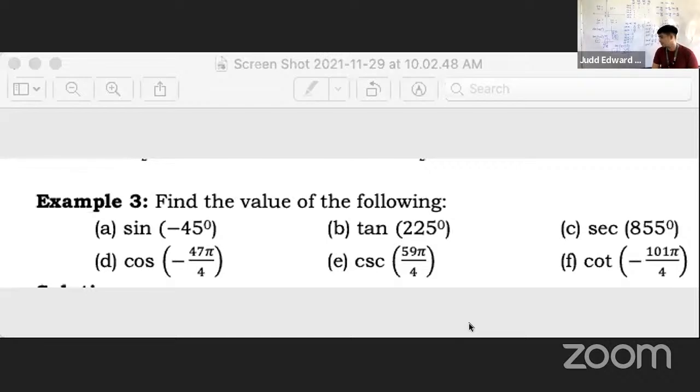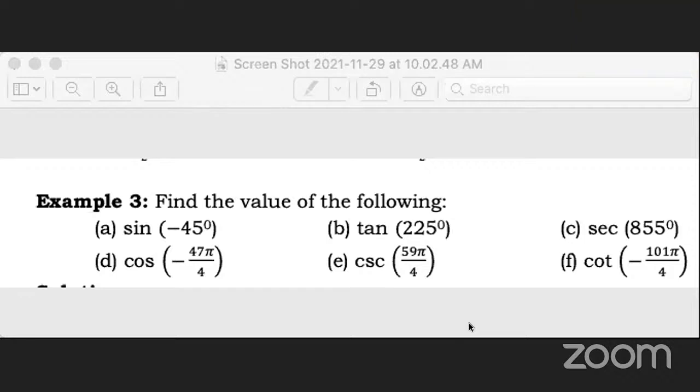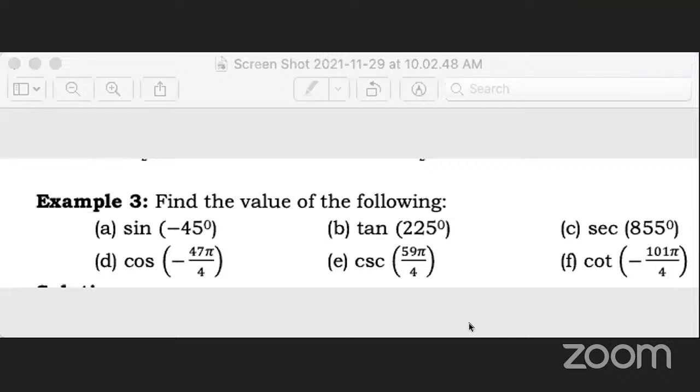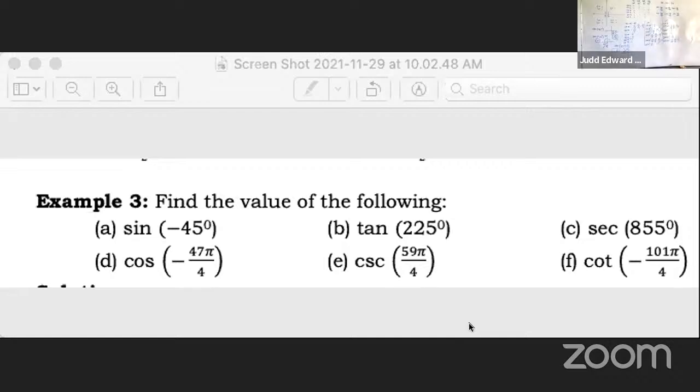Tama ba? Opo. Is secant 855 negative square root of 2? Lumabas po ba sa mga calculators nyo? Opo. Okay, so that is how we solve for those values.